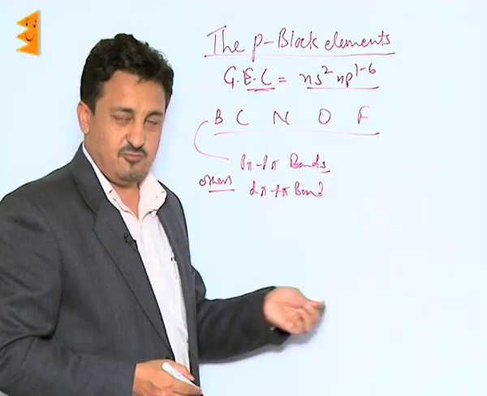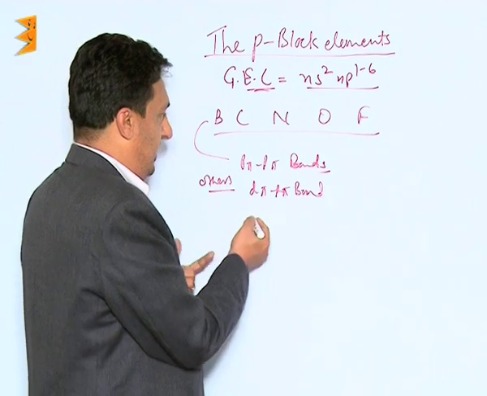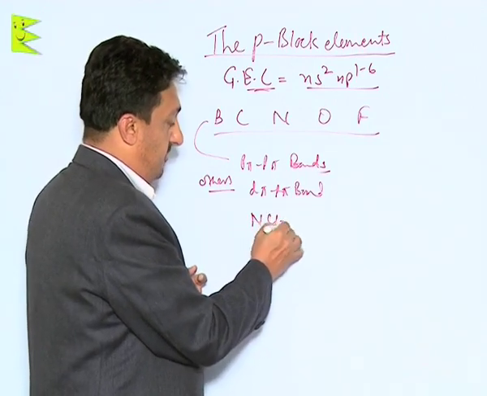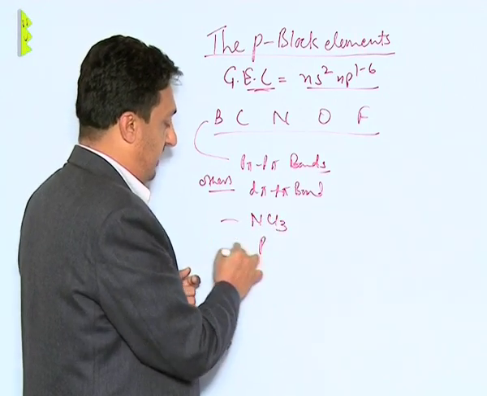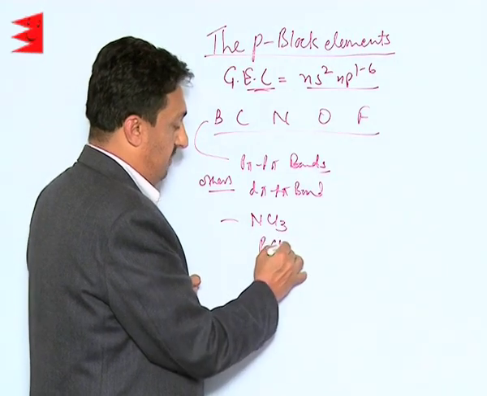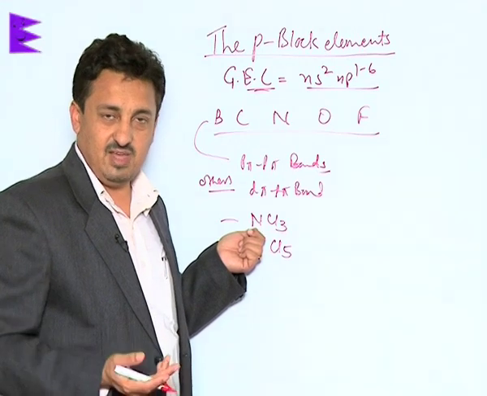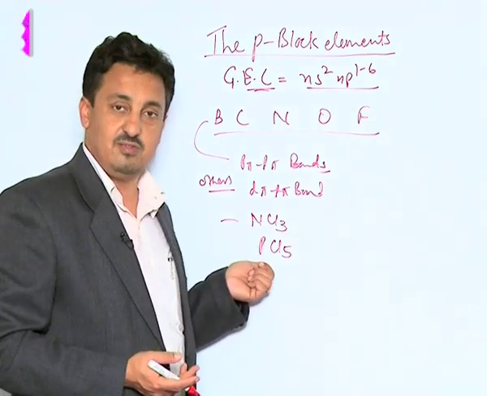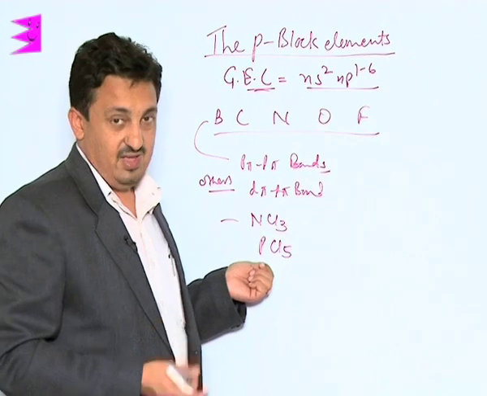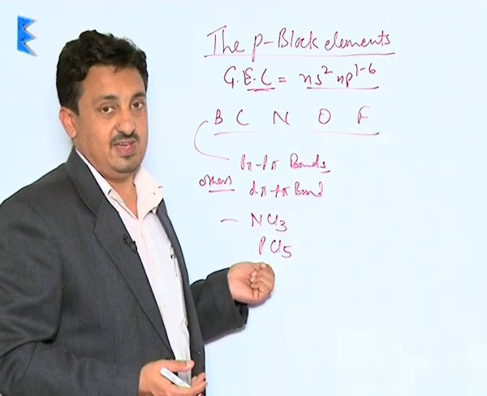Another interesting thing, as I have told you, if we take nitrogen it forms NCl3, whereas phosphorus of the same group is able to form what? PCl5. Nitrogen is not able to extend its octet because it does not have d orbitals, but yes, phosphorus, due to the presence of d orbitals, is able to extend its octet. That's why it even forms pentachloride or pentahalide.